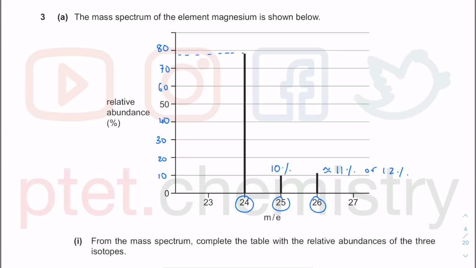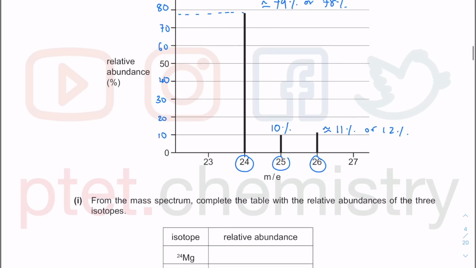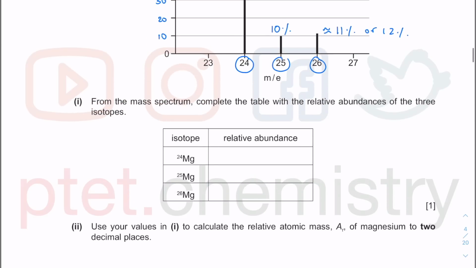And this is going to be the difference there. So the difference is just going to be, I don't know, 79% maybe if you're talking about 11%, or 78% if you're talking about 12%. And you can see the percentages will add up to 100%. Of course, 79 plus 10 plus 11 is 100%, or 78 plus 12 plus 10 will give you 100% as well.